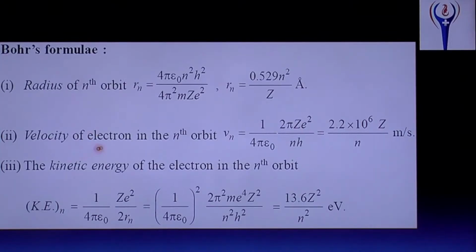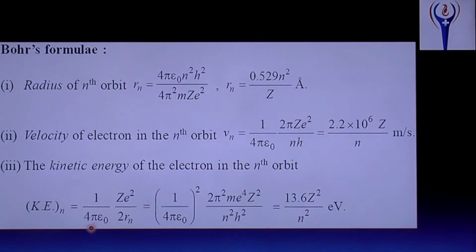And the velocity of the electron in the nth orbit, Vn equal to 1 by 4 pi epsilon naught into 2 pi Z e square by nh, and on simplification we get 2.2 into 10 power 6 Z by n. If you find it difficult to remember this formula, at least remember these: Rn equal to 0.529 n square by Z Angstrom, and Vn equal to 2.2 into 10 power 6 Z by n. Because mostly in problems, the Z value and n value will be given, so you can find the velocity.